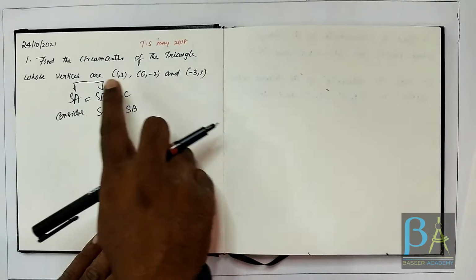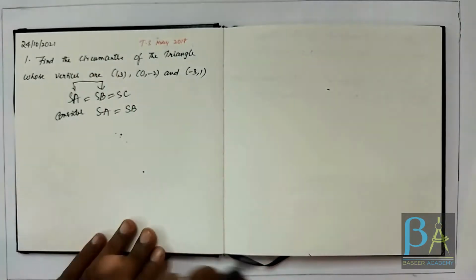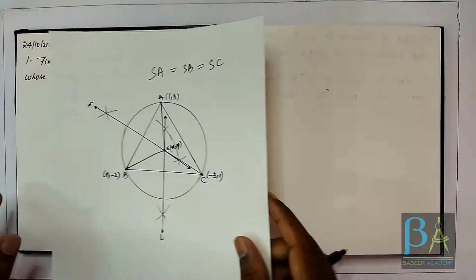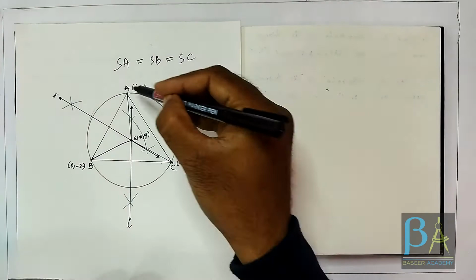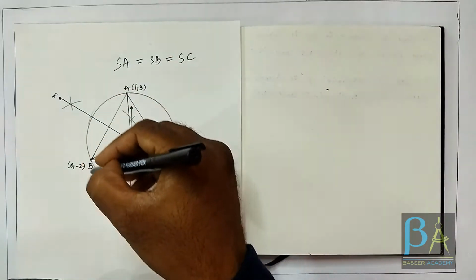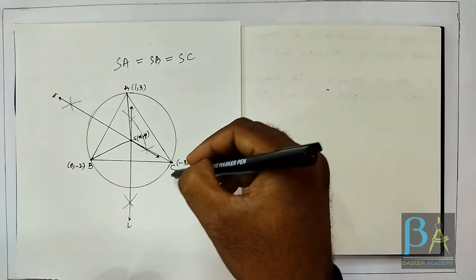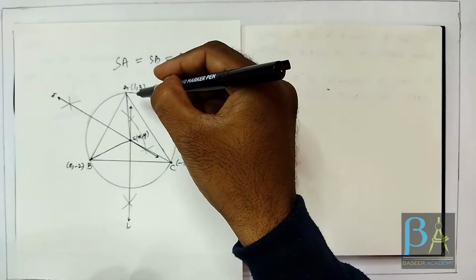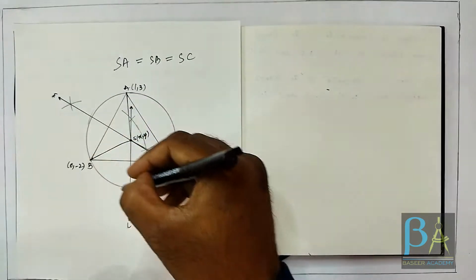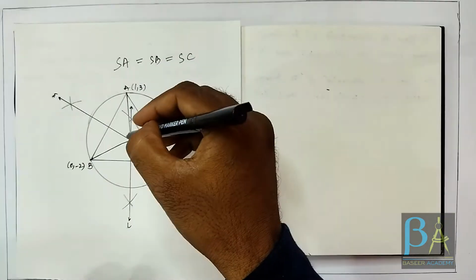Now, to understand what a circumcenter is, let us first understand what a circumcircle is. A circumcircle is a circle which circumscribes a triangle, meaning a circumcircle is a circle which passes through all the three vertices of the triangle, and a circumcenter is just the center of this circle.